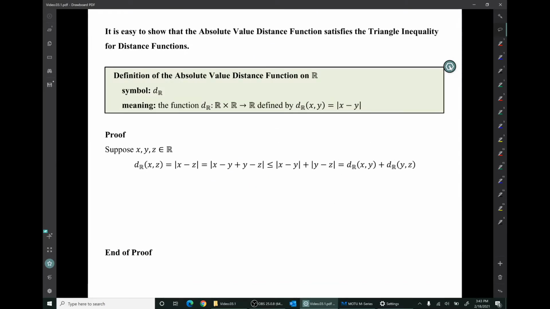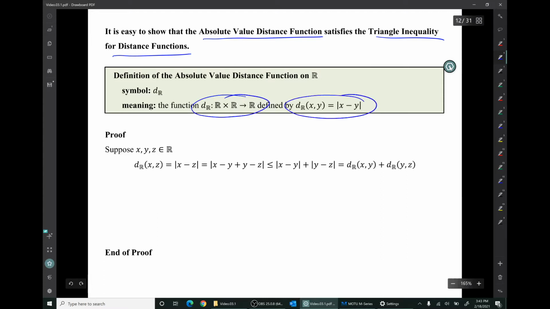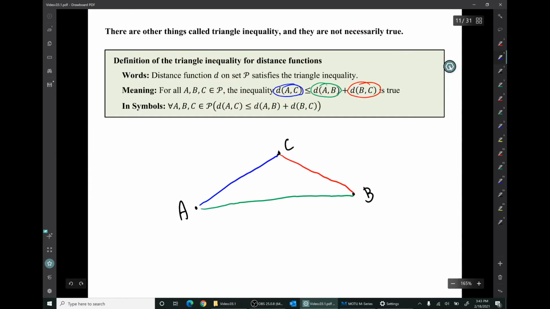It's easy to show that the absolute value distance function satisfies the triangle inequality for distance functions. Remember, this is the absolute value distance function on the set of real numbers. It's this function defined this way. So let's show how it satisfies the triangle inequality. First of all, let's build the left side of the triangle inequality. The left side is this, the distance from A to C.